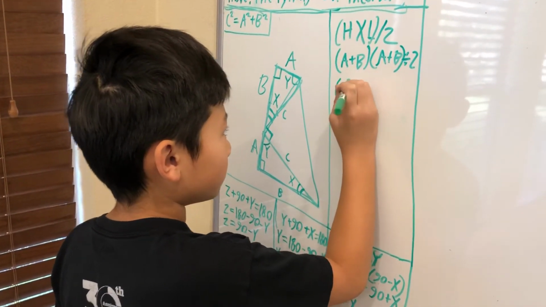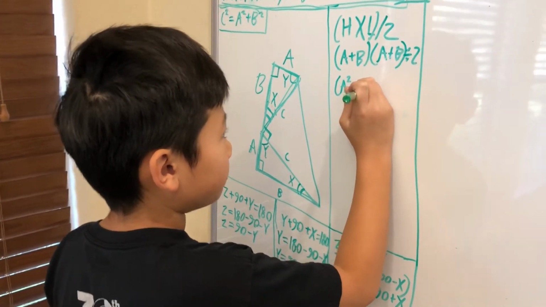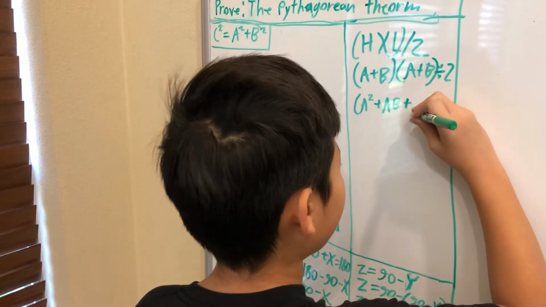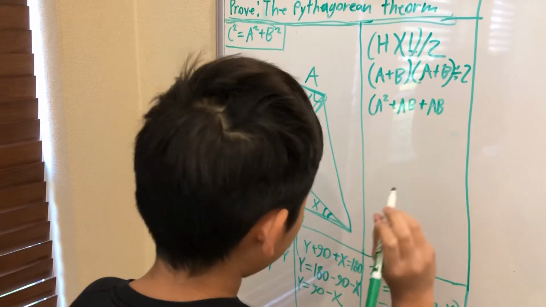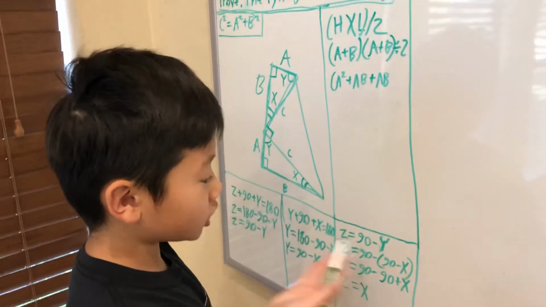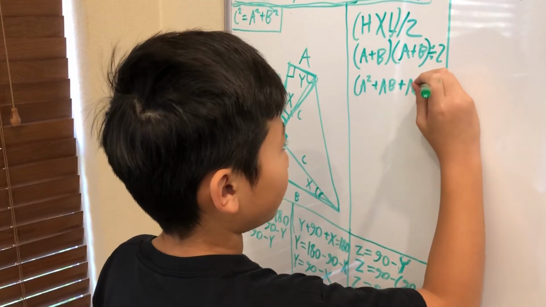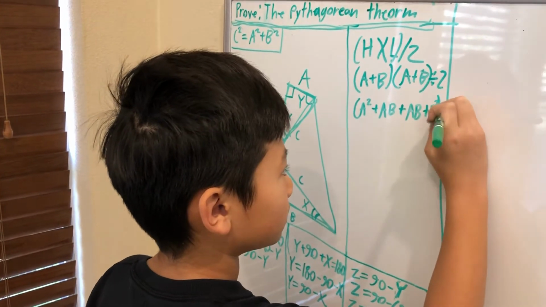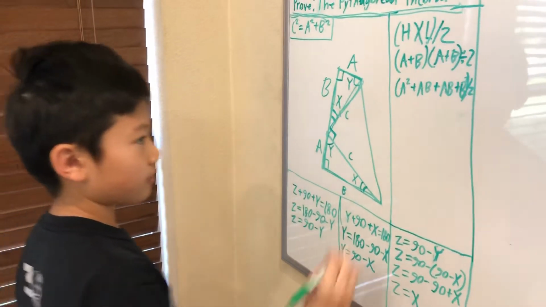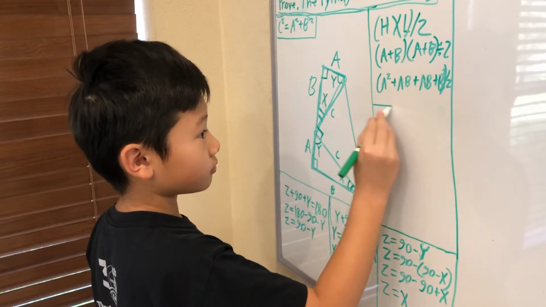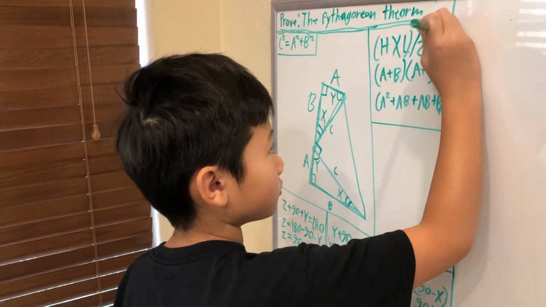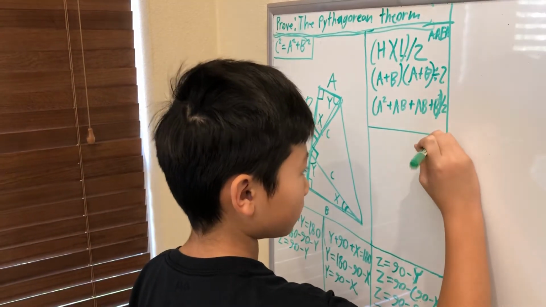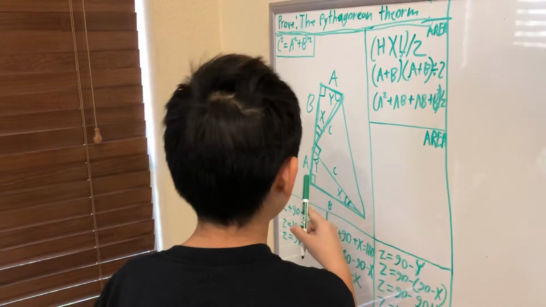Let's write that down. A times B would be AB. Plus B times A would be another AB. Now we know that AB is equivalent to BA because of the commutative property of multiplication. And then B times B is B squared. And divide by 2. Now we are going to do the same thing, except a little differently.